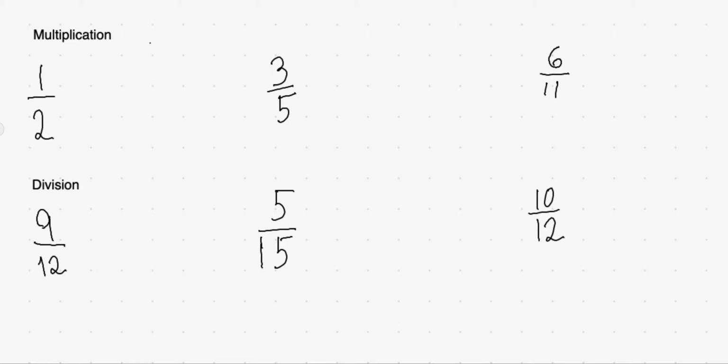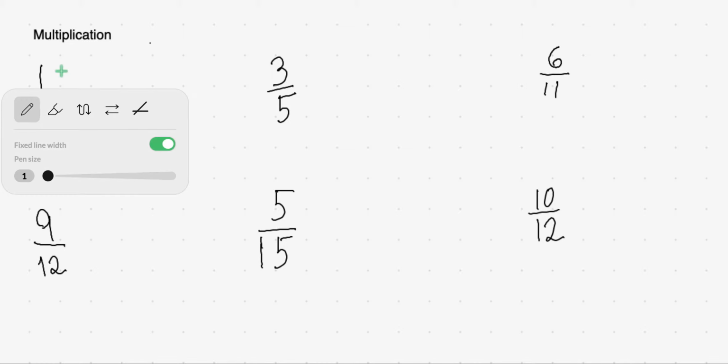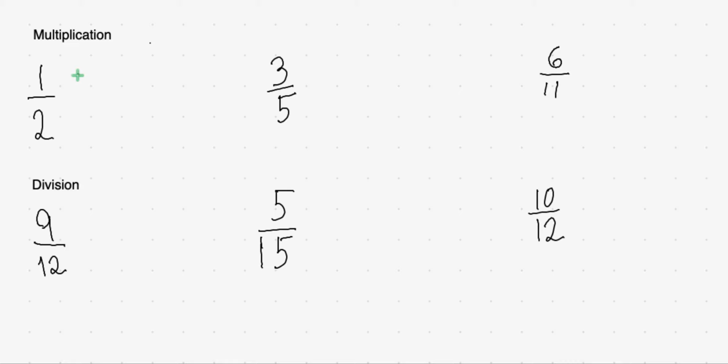Let's start with multiplication. So we have 1/2 and we need to write an equivalent fraction. Now, to write an equivalent fraction through multiplication, we have to multiply both the numerator and the denominator by the same number. Let's say that number is 2. That means we have to multiply the numerator and the denominator by 2. Once you multiply that, you get 2 over 4, or 2/4. That means that 2/4 is equivalent to 1/2.